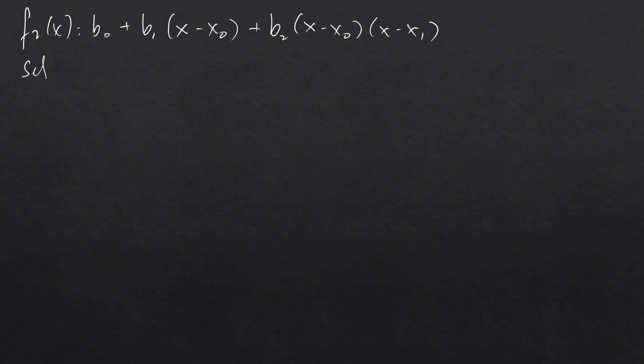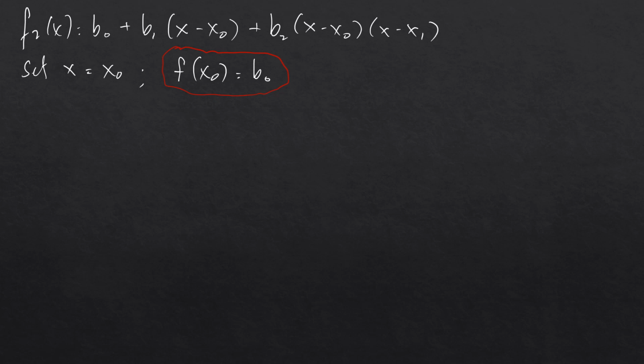Let us set our x to x0. In this way, your x minus x0 will become 0. So it will vanish the second term as well as the third term, since x minus x0 will become 0. So what we have is f2 of x0, or we just write it as f of x0, equal to b0. So that gives us the value of b0.